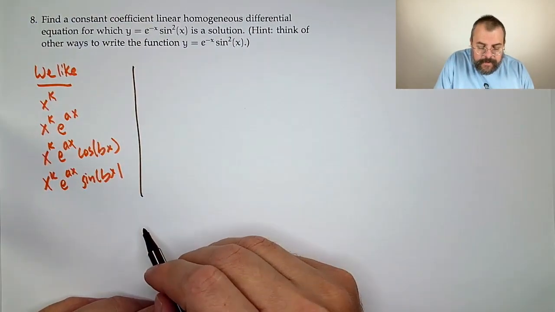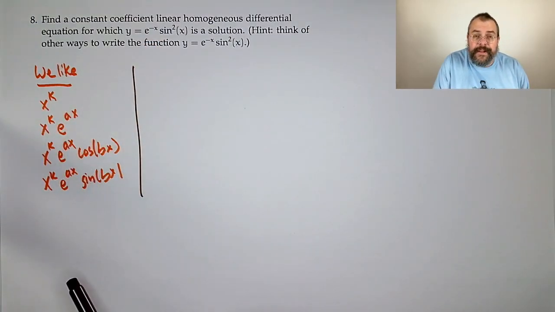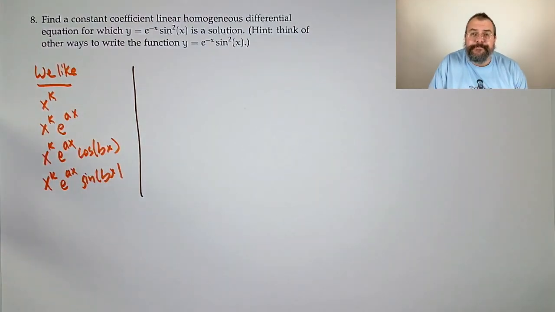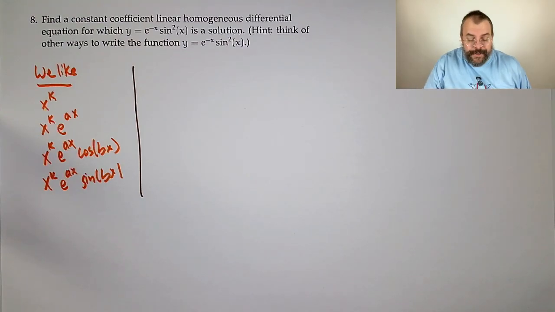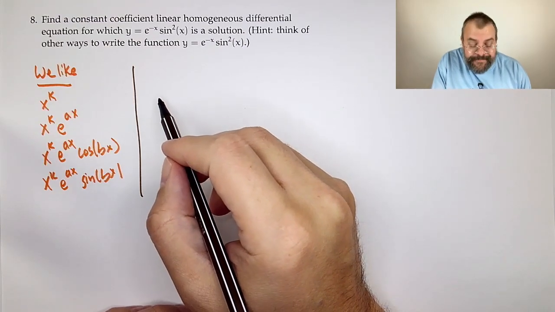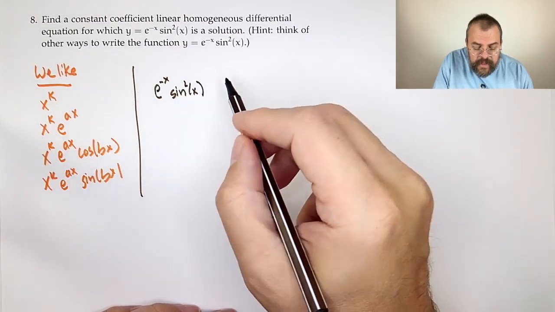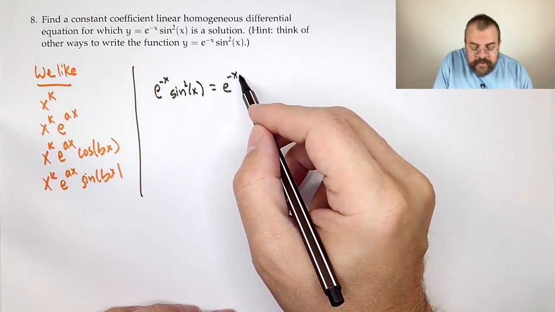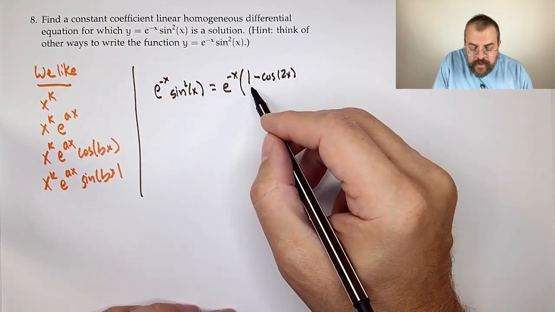Okay, so we think, e to the minus x we like, we're happy with that. So it's the sine squared. So we start to say, what can we do with sine squared? If only we had a good trig identity. And then we're like, oh, we do have good trig identities. In particular, there's something called power reduction. So e to the minus x sine squared of x looks like the same thing as e to the minus x times (1 minus cosine of 2x) over 2.